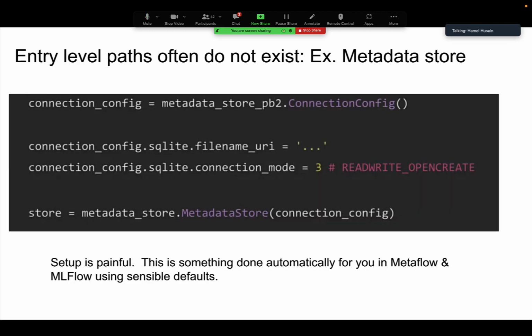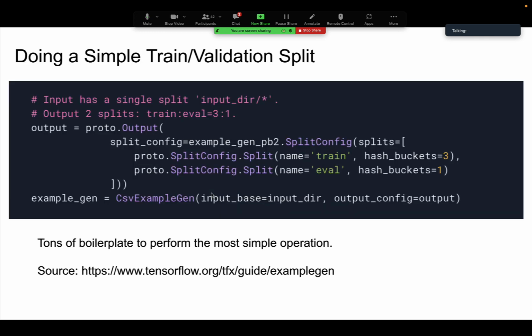Similarly, configuring a metadata store involves a lot of boilerplate. This is just an example, but you have to do a lot of things that you wouldn't have to do in another framework, let's say MLflow or Metaflow, that have sensible defaults. And even doing something like a train validation split involves tons of boilerplate and a new API that you have to reason about. You have to think about hash buckets, and this is a lot. It's quite different from what you are used to, and it forces you to take on more cognitive load.